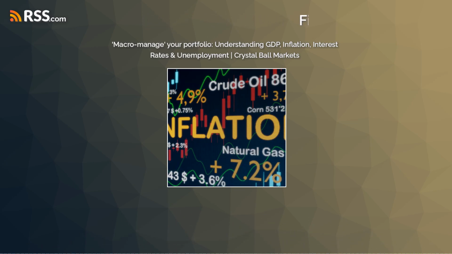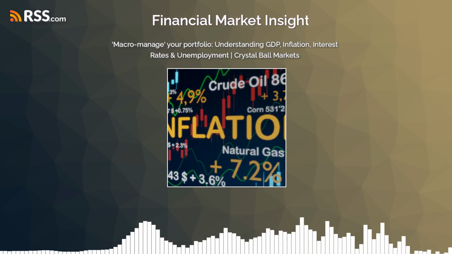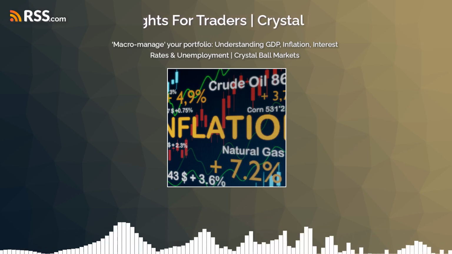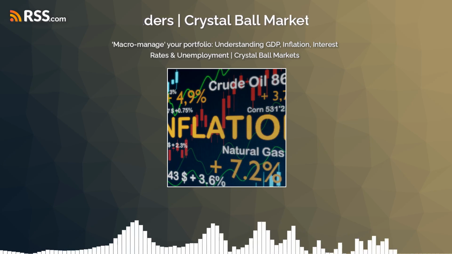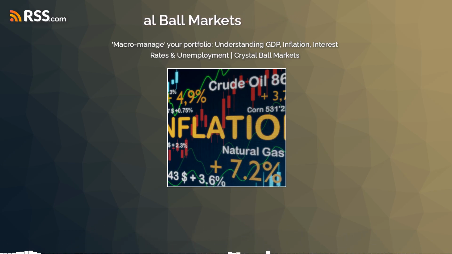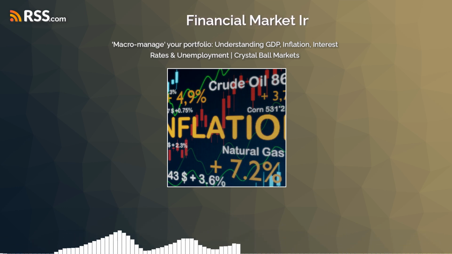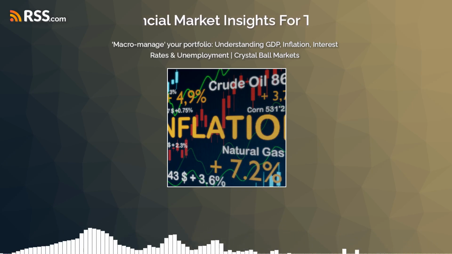Segment 4. Unemployment, the labor market signal. All right, let's round out the big four with unemployment, a major clue about where the economy is headed. The unemployment rate tells us what percentage of people who want to work can't find a job. It's a lagging indicator, meaning it confirms trends rather than predicting them. But it's still incredibly important.